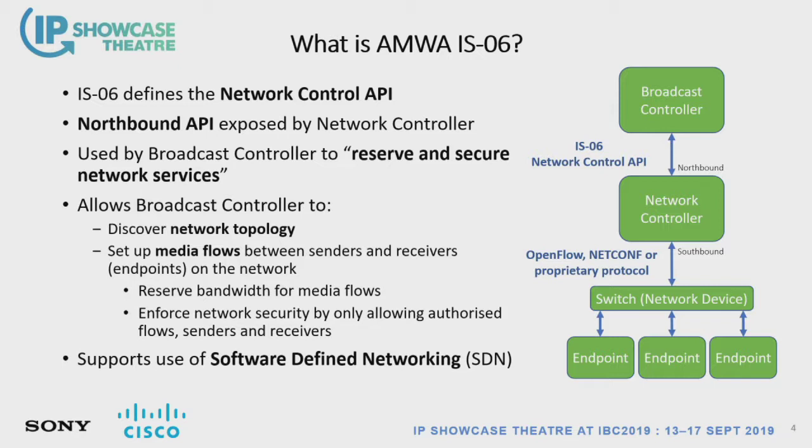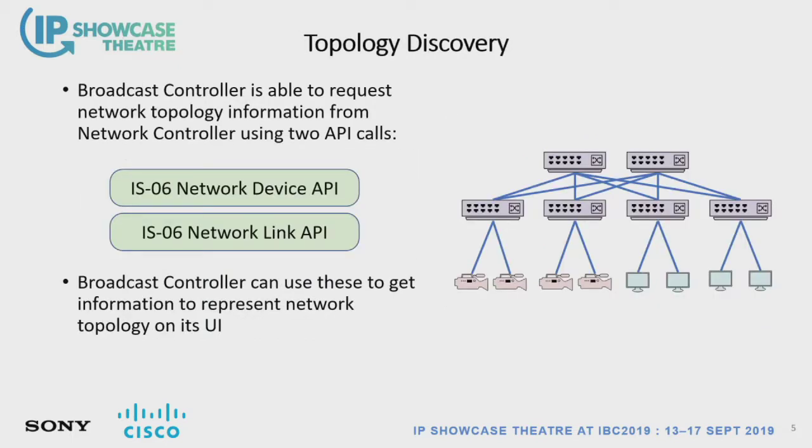So as a broadcast controller manufacturer like Sony, we're interested in being able to use that IS-06 network control API to be able to, in a vendor-agnostic way, control networks that may be made up of one or more switch vendors' devices. The things the broadcast controller can do are things like discover the network topology and set up media flows. And I'll go into that a bit more in a moment. And it's really all about reserving and securing those network services, as I said. So those two key things.